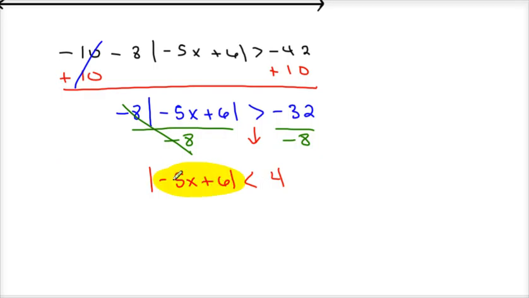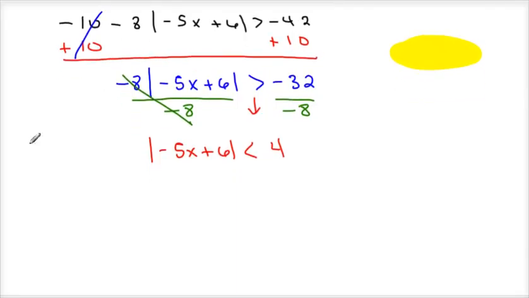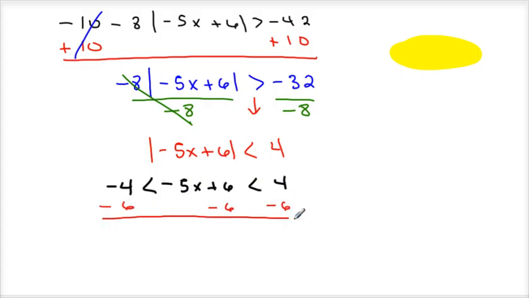Now let's look at this and say, can the absolute value be less than 4? Absolutely. It can be less than 4, down to 0, not including 0. So now let's solve this. Let's bring this back into our two steps. Say negative 5x plus 6 is less than 4 and greater than negative 4, setting it up. Now we have a two-step inequality. Subtract 6 from both sides. We get negative 10 is less than negative 5x. That goes away. Less than 4 minus 6, which is negative 2. Getting closer.